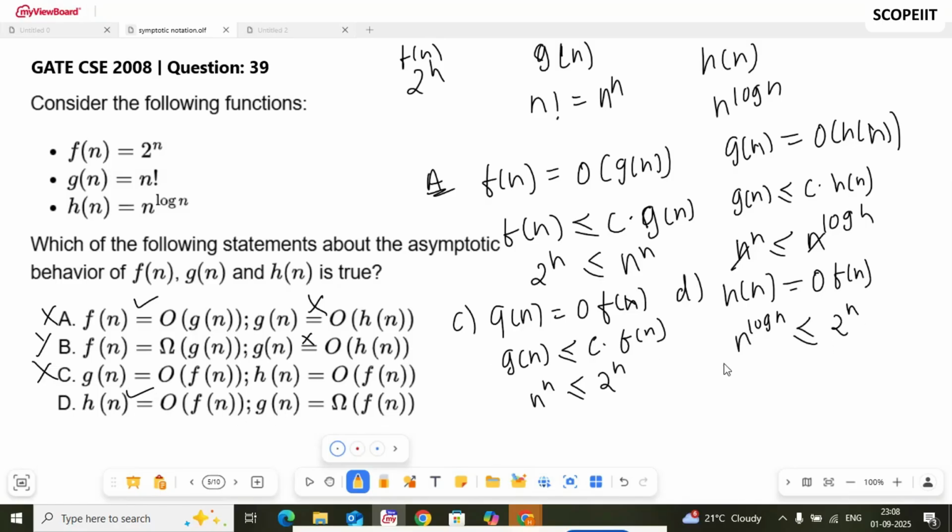Now let us check the second one. G of n is omega of f of n, that means g of n is greater than or equal to f of n. So what is the g of n value? N to the power n is greater than or equal to f of n, 2 to the power n. So yes, n to the power n is greater than 2 to the power n. So this is also true. Hence I can say that the correct answer is option D. I hope it's clear. Next.